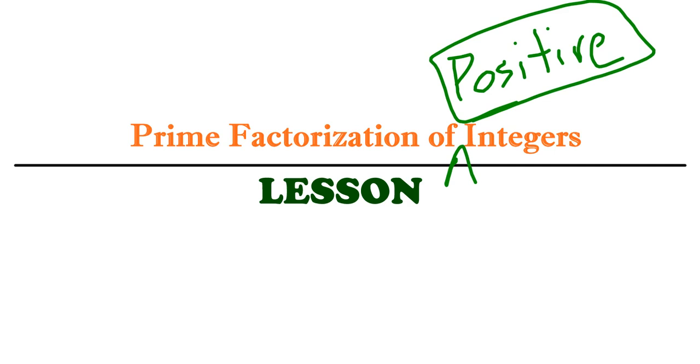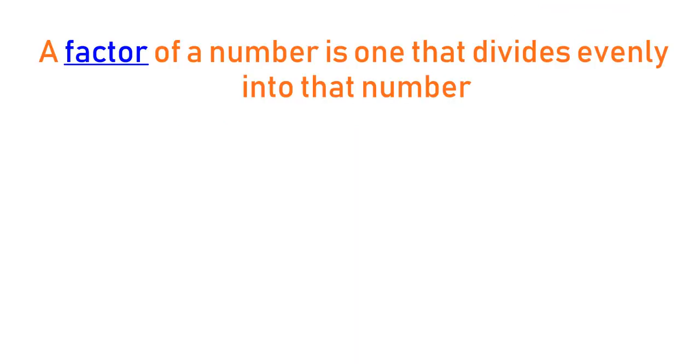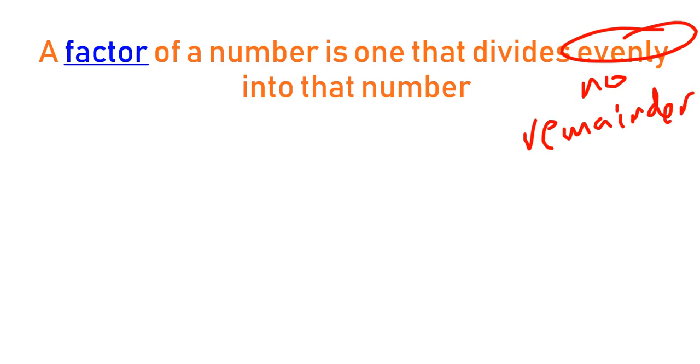So before we get into prime factorizations, though, we need to take a quick review of factors and what they are. So a factor of a number is one that divides evenly into that number, and by evenly we mean with no remainder. If this isn't in your notebook already, go ahead and pause the video and write this definition down so that we can talk about it a little bit more and then move on to prime factorizations.